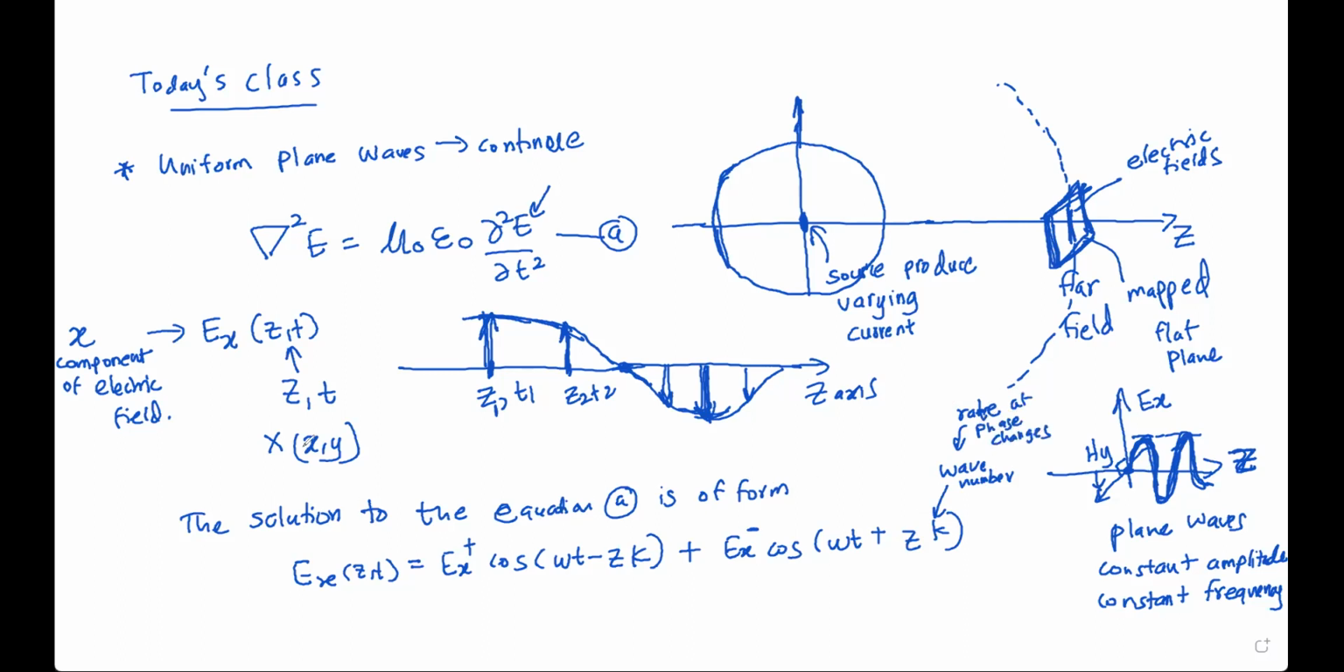Okay, so this is what we have discussed in the last class. This is the general solution of the equation A. This solution can be understood as the addition of the forward wave and the backward wave. Right, so this is the backward wave, this is the forward wave.